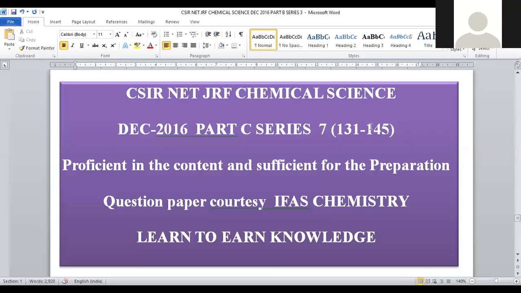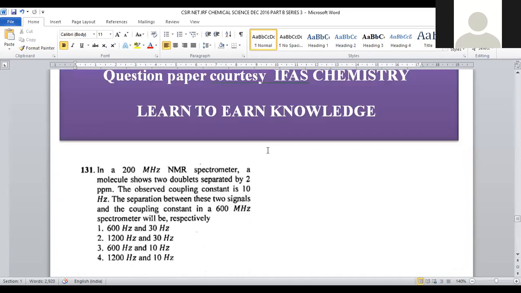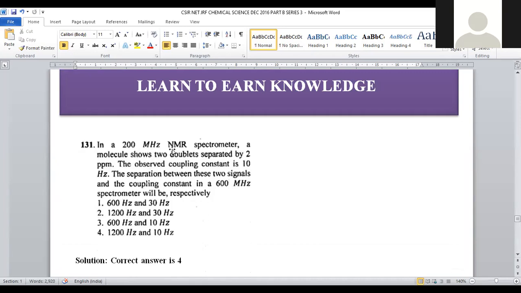Let us discuss this CSIR NET GRF Chemical Science, December 2016, Part C, Series 7, where questions range from 131 to 145. Let us discuss question number 131. In a 200 megahertz NMR spectrometer, a molecule shows two doublets separated by 2 ppm. The observed coupling constant is 10 hertz. What are the separation between these two signals and the coupling constant in a 600 megahertz spectrometer, respectively?